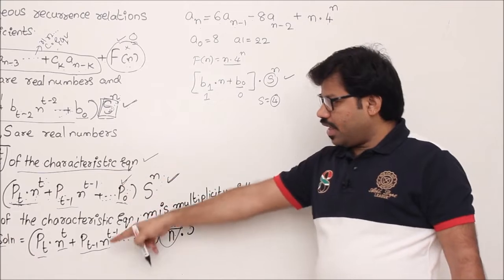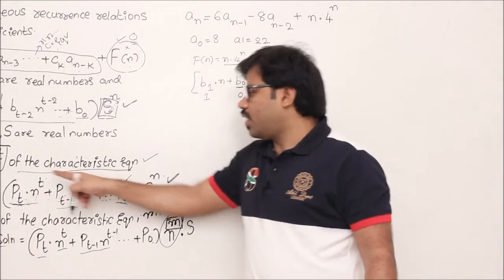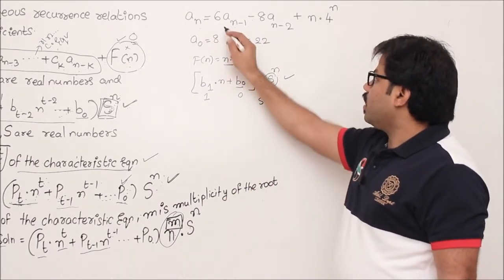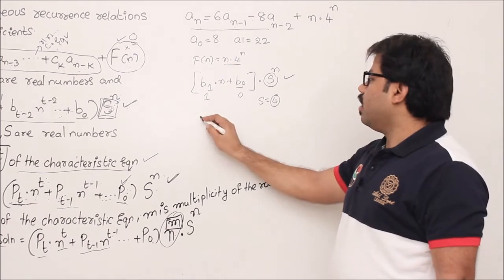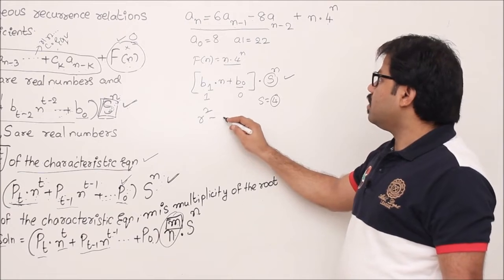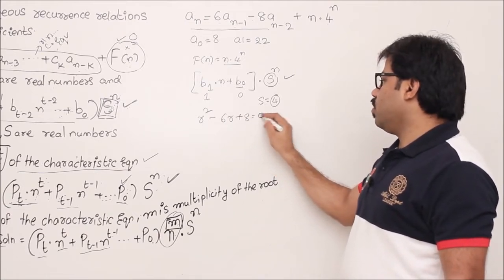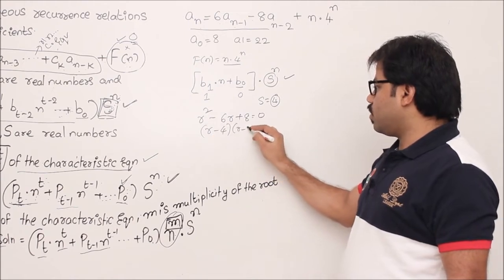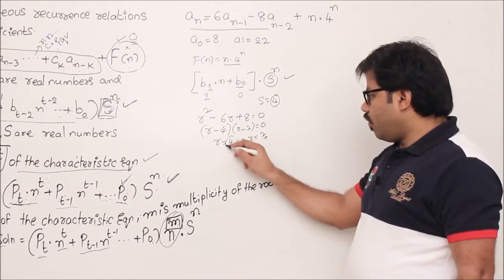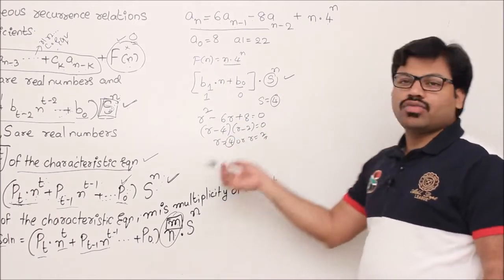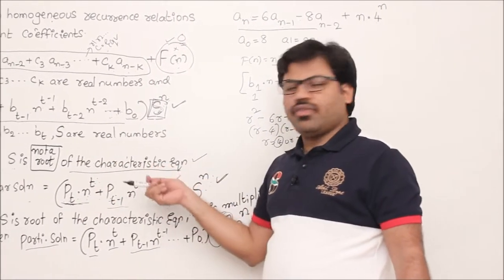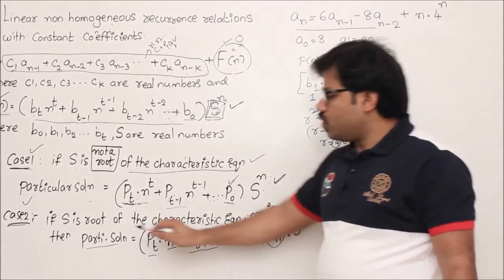Let's simply read these cases. Case number 1: if s is not a root of the characteristic equation. Let's check it. What is the characteristic equation? Because it is the same as the previous problem, it will be r² - 6r + 8 = 0. Then (r - 4)(r - 2) = 0, so r = 4 or r = 2. Yes, one of the roots is 4. That means your s is one of the roots. If s is one of the roots, then case number 1 will not work, because case number 1 is for when s is not a root of the characteristic equation. Then we should go to case number 2.